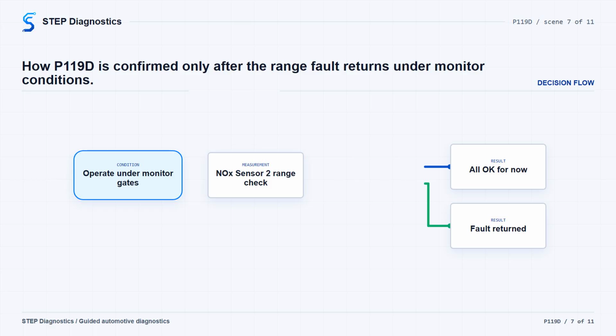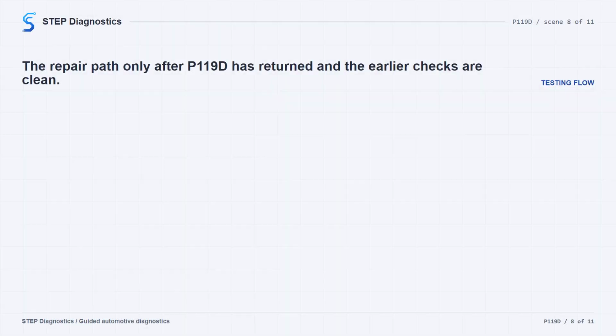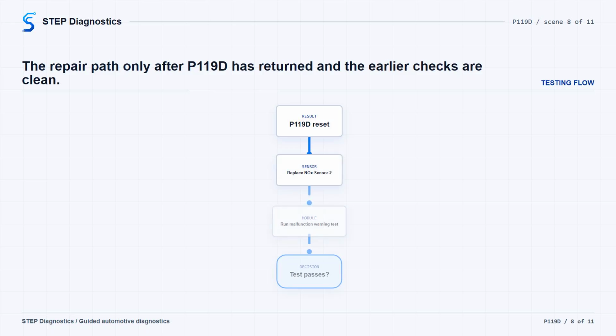The setting logic is straightforward. P119D sets when NOx Sensor 2 is not within a calibrated range for greater than 2 seconds. If you operate the vehicle under those conditions and the DTC does not reset, that path is all okay at that point. If P119D does reset after the related code check is clean, and the induction, exhaust, and turbocharger checks are clean, the procedure calls for replacing B195B, nitrogen oxide sensor 2.